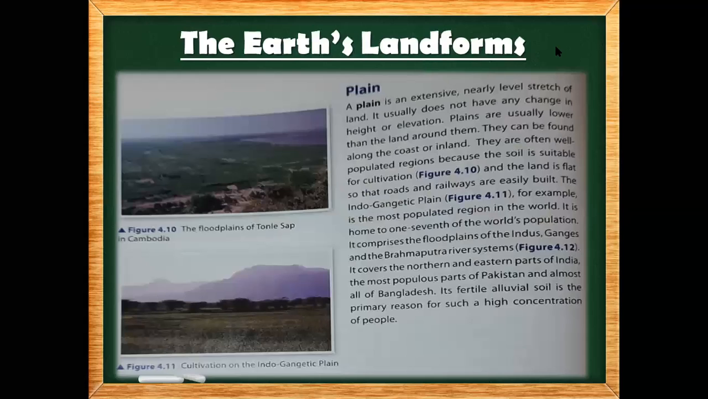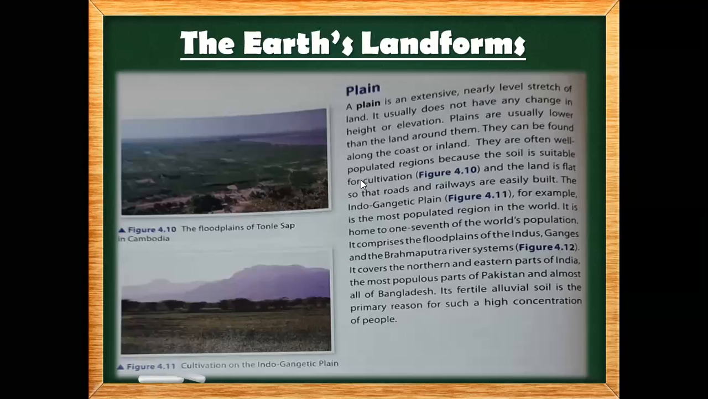So alluvial, as I told you, what does alluvial mean? Alluvial means the thing which is made up of sand. Fertile land means a land which is capable of growing crops. So the fertile land is a primary reason for such a high population of people, because when the area is fertile and growing crops, so many people will live there.